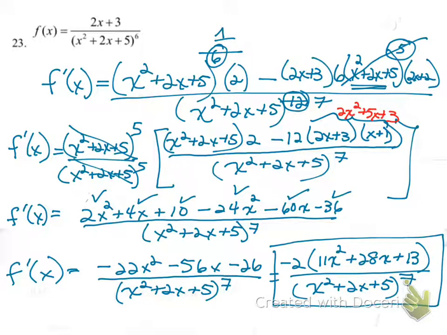Now, a word about factoring. If I could factor this, I would. I cannot. There are not any two numbers that multiply to 13 times 11 and add to 28, and that's why I'm done. If I could factor it, I would factor it. But that's the best answer for number 23. And let's go on to question 24 on the next slide.